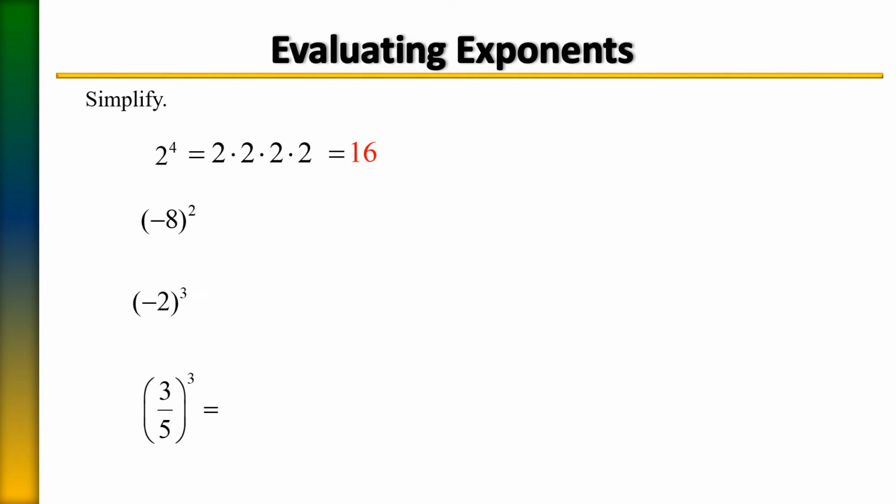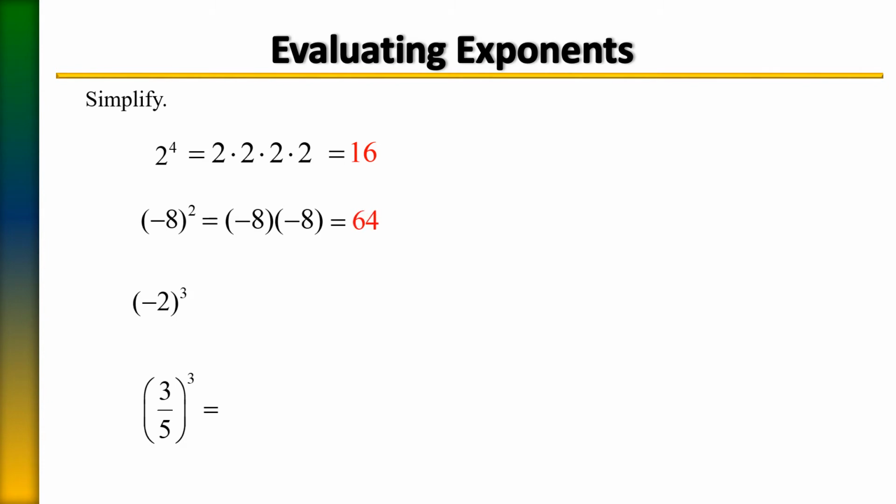For the next example, we have negative 8. That is going to be multiplied how many times? Yes, 2 times. So we're going to write the negative 8 twice. You should know that when you're multiplying integers, 2 negatives equal a positive. So that's going to equal 64.